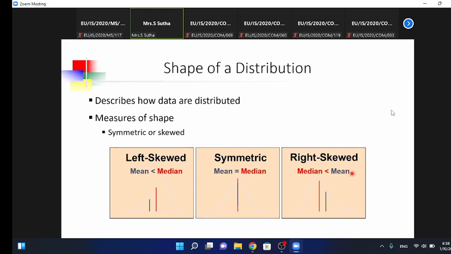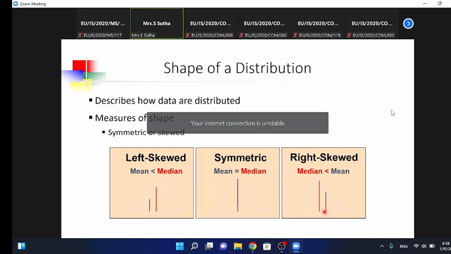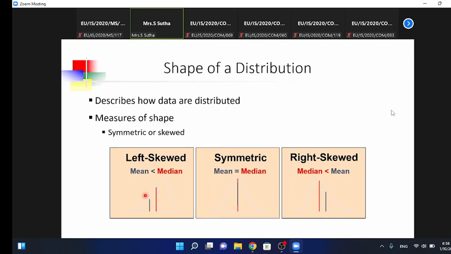Here we are looking at this one. Here the mean is compared to the median. If the mean is greater than the median, then it is right skewed. Here it is left skewed. If the mean and median are the same, it is symmetrical.